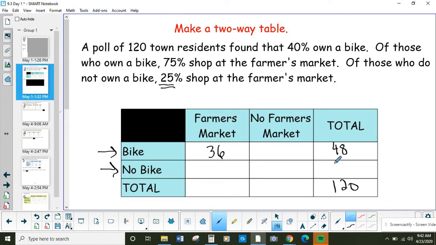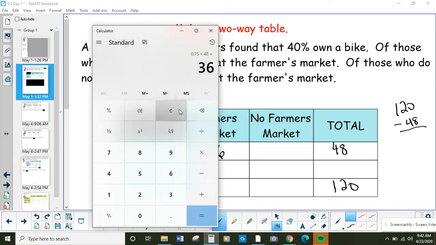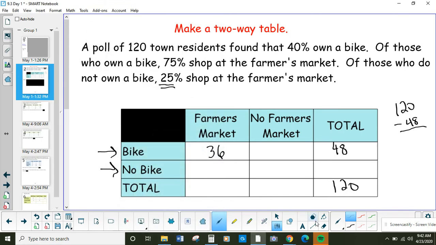So what would I do to get this missing number here, because I need it? To get this number over here, I would take 120 and subtract 48, because that's how I'd figure out 48 plus what is 120, correct? Okay, and yes, we can just grab our calculators. Either way is fine. I go 120 minus 48, and I get 72.